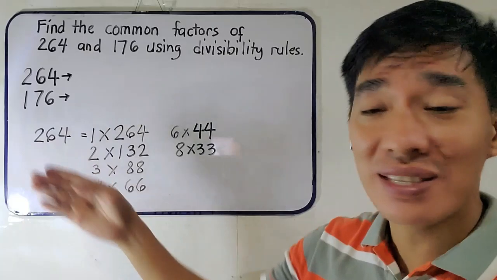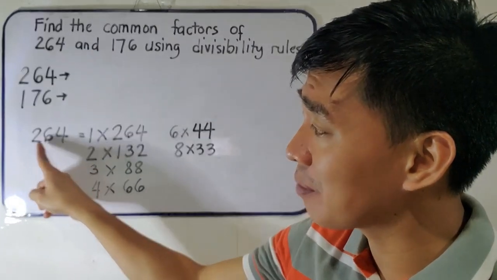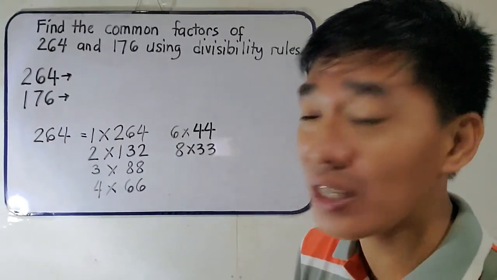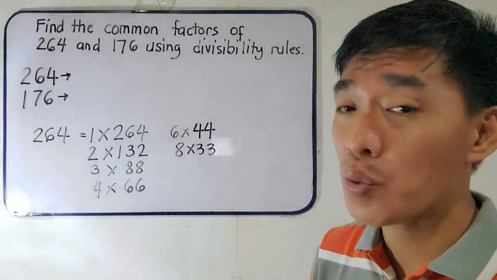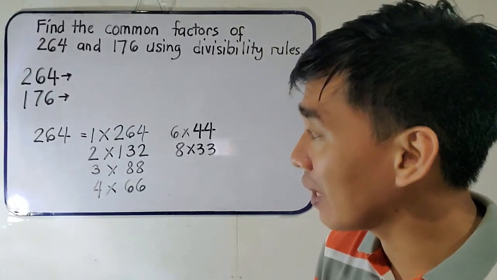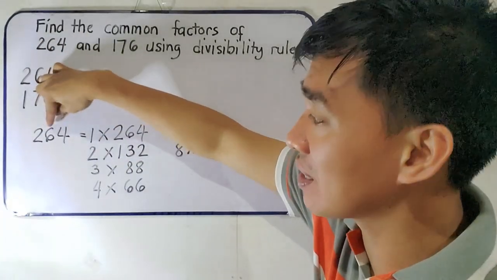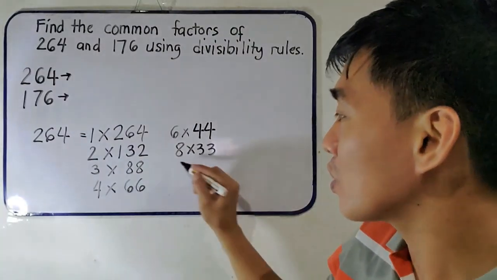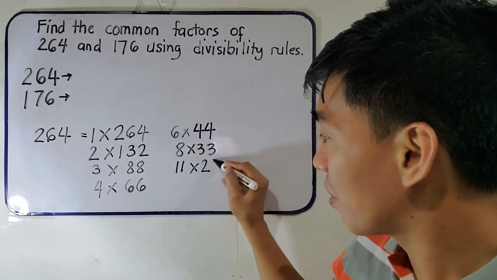This number is not divisible by 9, the fact that 4 plus 6 plus 2 is only 12. That's not a multiple of 9. Therefore, we skip 9. We also skip 10 because it does not end with 0. How about 11? I think that's divisible by 11 because 2 plus 4 is 6, minus 6, that is 0. So that is equal to 11 times 24.